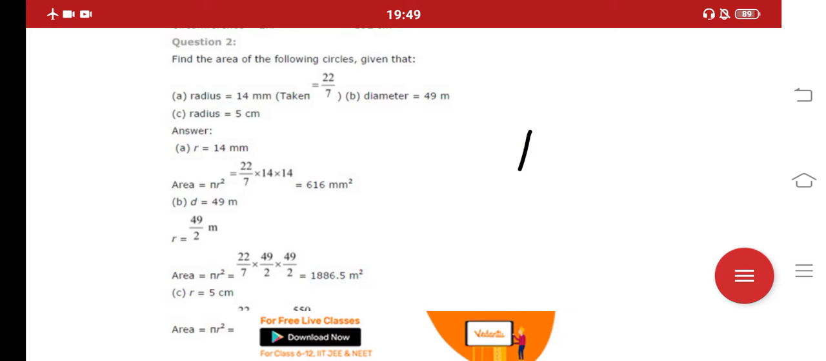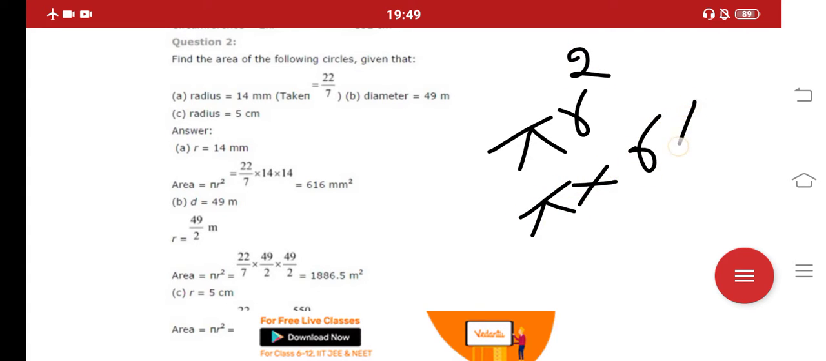So what is the area of a circle? Area of a circle is pi r square. Okay, or we can say pi into r, 2 times r, that is r square. So again the pi value is known, that is 22 by 7.